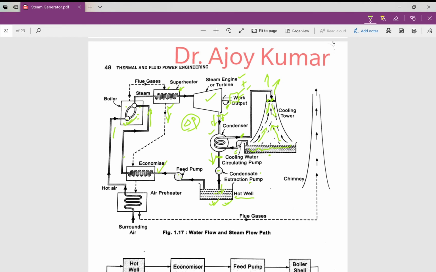Then after losing heat to this economizer, this hot gas comes like this and enters another device called air preheater. The word is written pre and then heater, right? So this air preheater heats the atmospheric air coming inside with the help of a blower over here. This atmospheric air gets heated with the help of this hot gas, right? So in this way we supply hot air to the boiler.